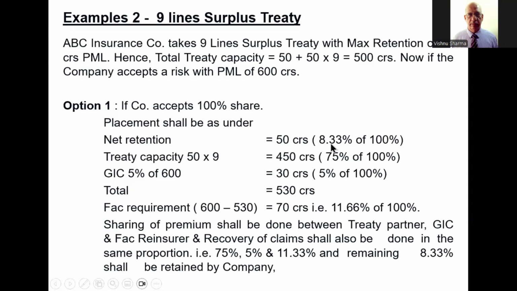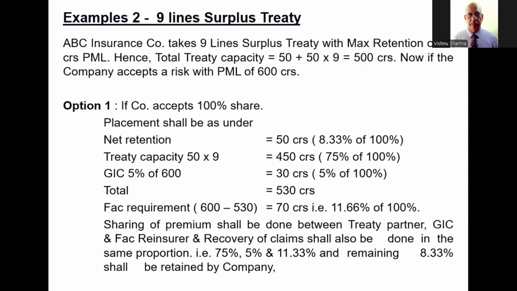So 50 is how much? 8.33%. 50 divided by 600, it is coming to 8.33. That means 8.33% of the premium would be retained by the company. Now treaty capacity 450, so 75% of 600. So 75% of the premium will be ceded to the surplus treaty leader.